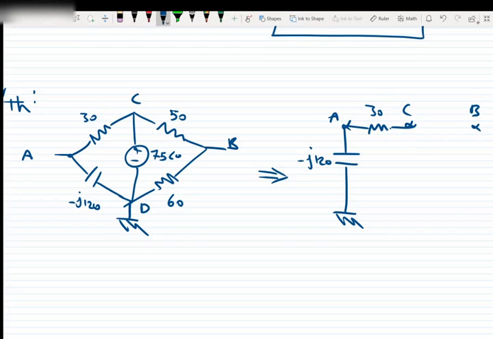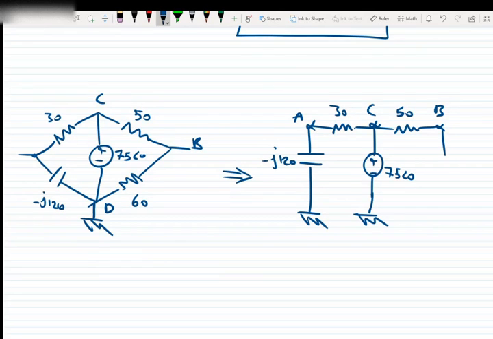Point C is connected to the ground with the voltage source of 75 with the angle of 0. Point C is connected to point B with the resistor with a value of 50, and point B is connected to the reference point with the resistor with a value of 60 ohm. And we want to find V Thevenin, which is the voltage difference between A and B, which is equal to VA minus VB.